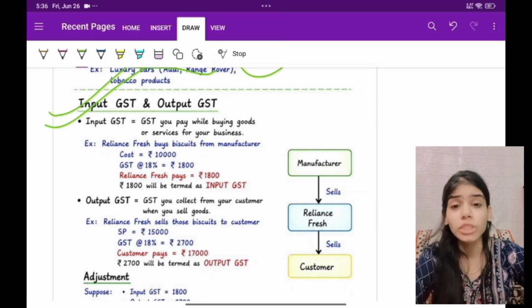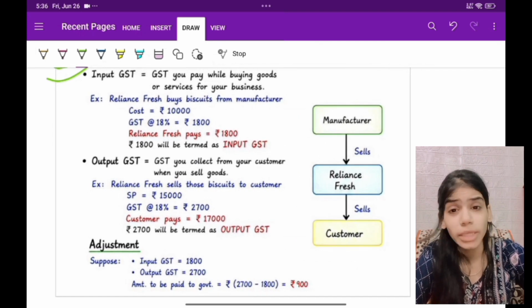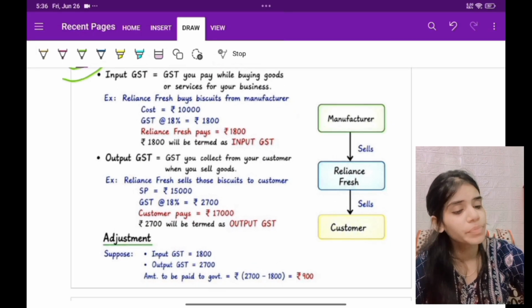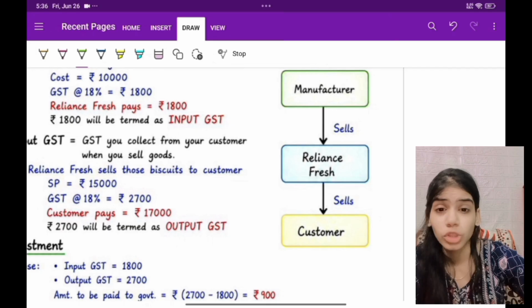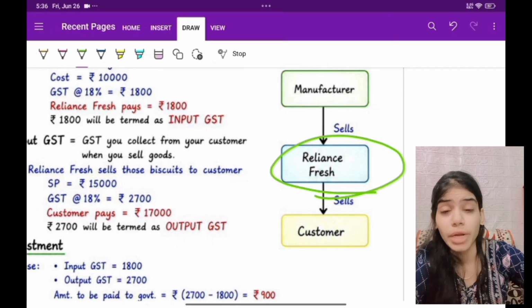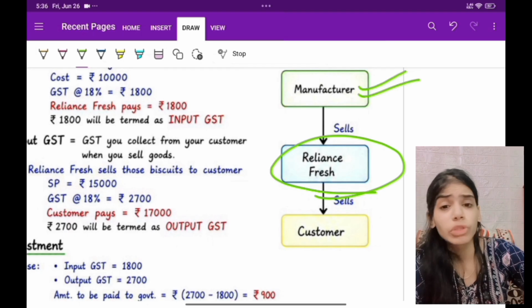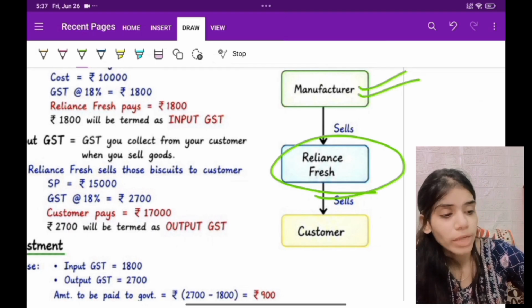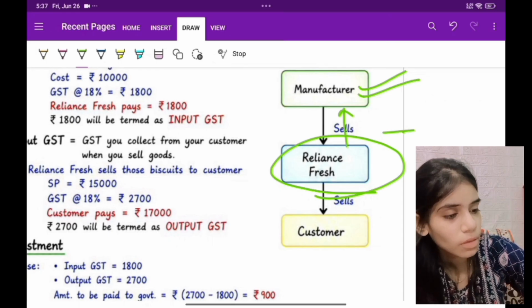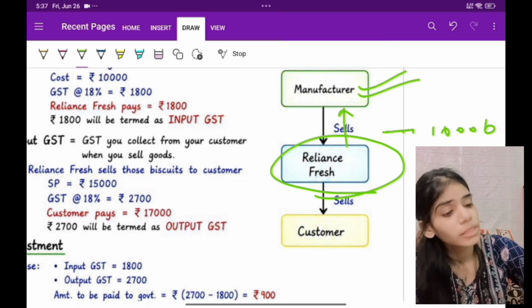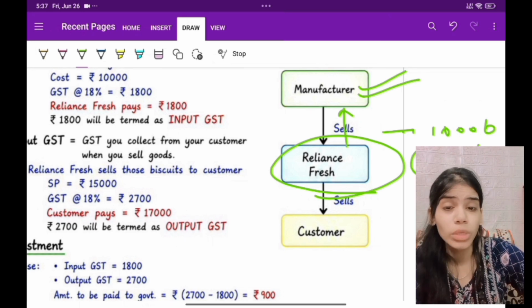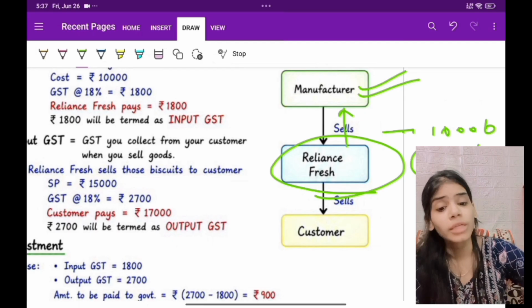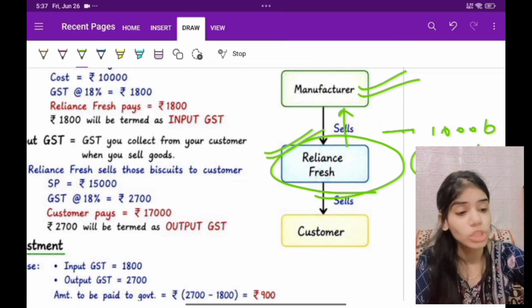And I think the students face most of the problem here only. Now, what is input GST and what is output GST? Now, let's take an example to understand this. Suppose there is a company, Reliance Fresh. Okay, now before selling products to the ultimate consumer, Reliance Fresh purchases it from the manufacturer. Now for instance, Reliance Fresh has bought goods from the manufacturer for rupees 10,000. And here the GST rate is 18%. Now while purchasing these goods, Reliance Fresh has to pay 10,000 cost and 1800 GST to the manufacturer.